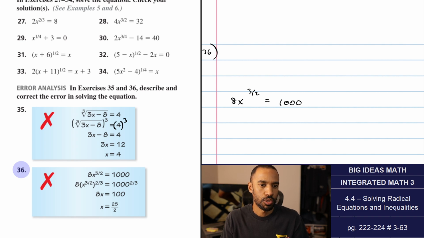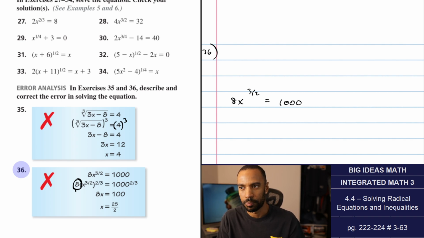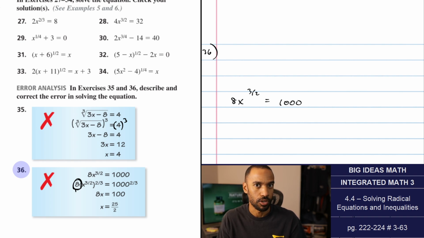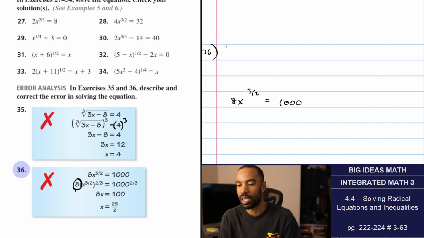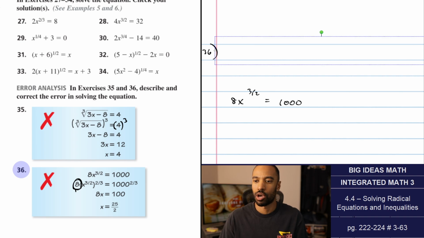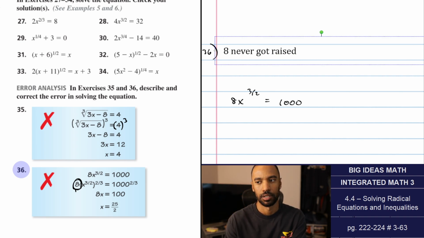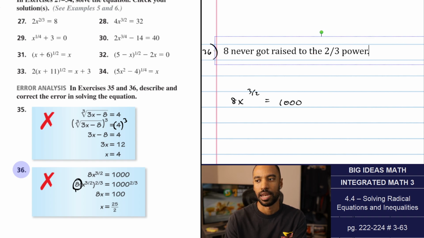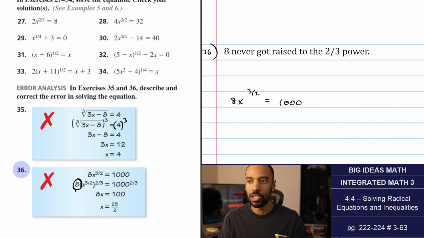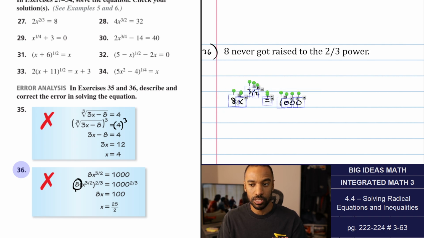They raised both sides to the 2/3, which is what they're supposed to do, but the 8 somehow never got raised to the 2/3 power. It should be. Now, there are two ways you can do it. You can do what they did, which is keep it unisolated, right? You can raise the 2/3 power, but the 8 gets the 2/3 power as well. Or you can divide both sides by 8 to begin with. And 1,000 does divide by 8, so you can do it either way. So 8 never got raised to the 2/3 power. Now, that is the mistake. Whether or not you operate in that fashion, that was the mistake.